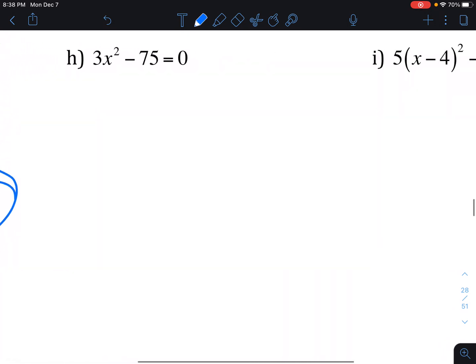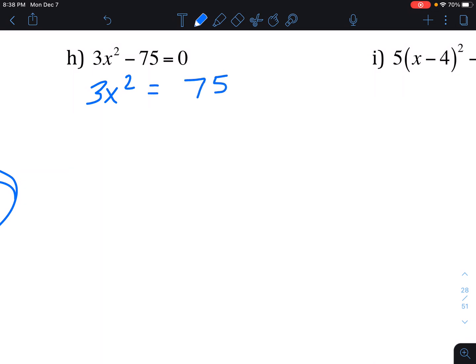All right, letter H actually goes back to the beginning. We got another easy one. Kind of wish whoever made these packets up would have gone from easiest to hardest, but they didn't. So anyway, we need to get x squared by itself. So the first thing you should do is add 75.